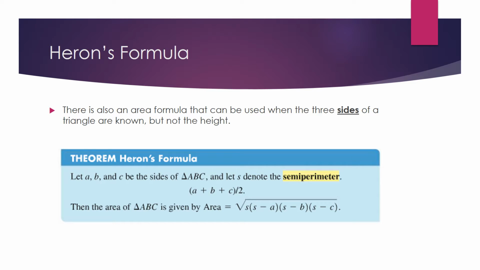Now, Heron's formula uses something a little different. We mentioned before that it uses the semi-perimeter, which is the three side lengths, a, b, and c, added together and then divided by 2. This is used when the three sides of a triangle are known, and obviously not the height. That would make things a lot easier. Then, using the semi-perimeter, you multiply the semi-perimeter by the semi-perimeter minus each of the sides, in 3 separate values.